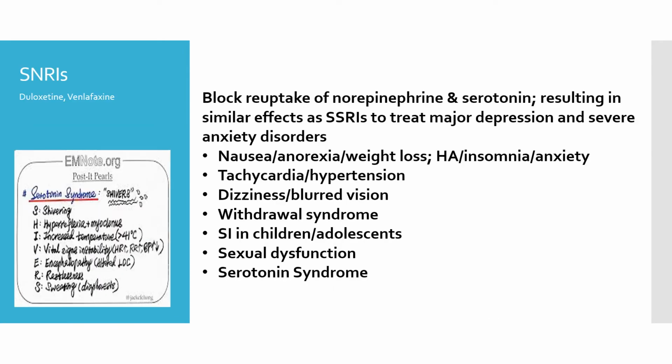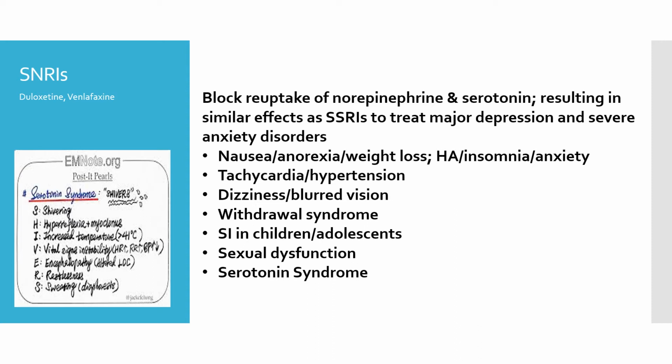Now the next medication are the SNRIs. These are the serotonin norepinephrine reuptake inhibitors. Examples I've got listed are duloxetine and venlafaxine. These block the reuptake of norepinephrine and serotonin, which results in similar effects as SSRIs to treat major depression and severe anxiety disorders. Because we're still dealing with serotonin, we also have the risk of serotonin syndrome.